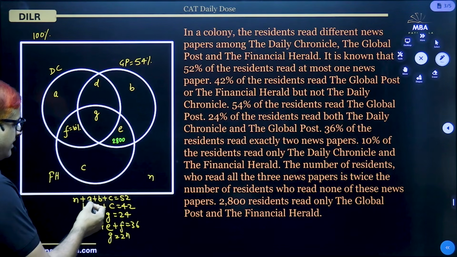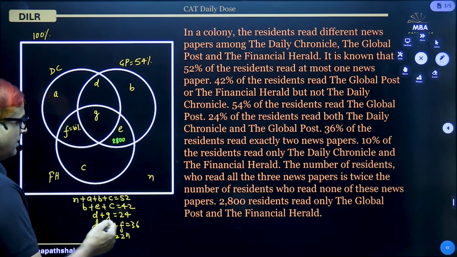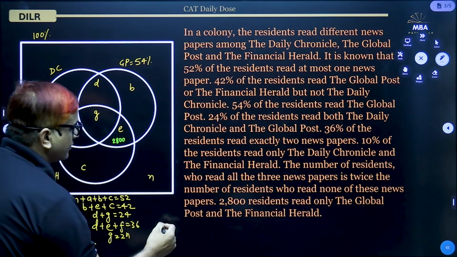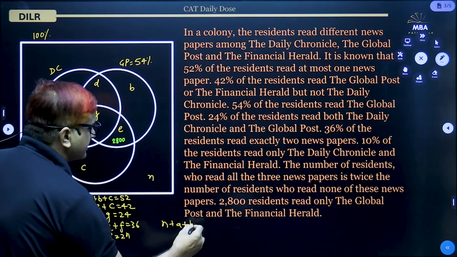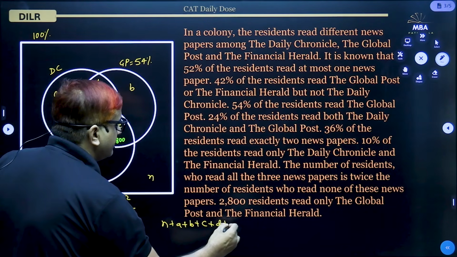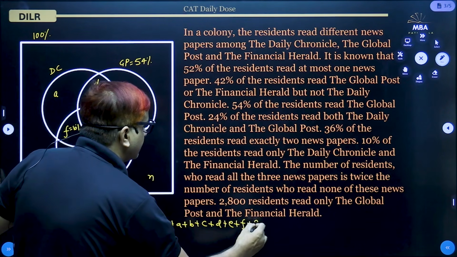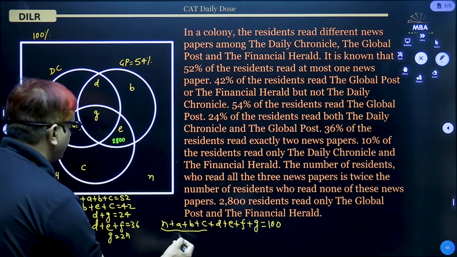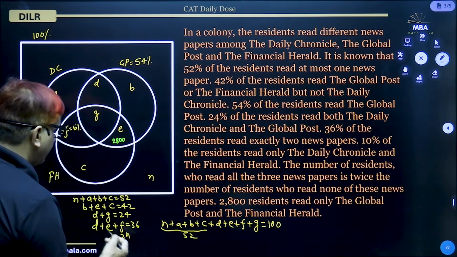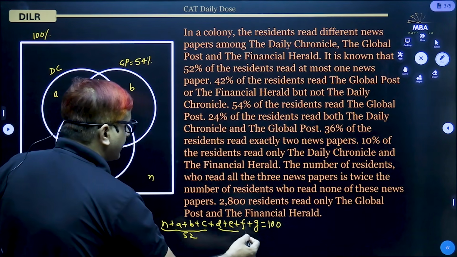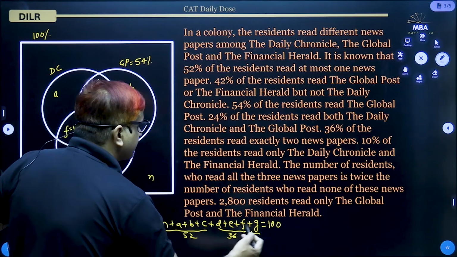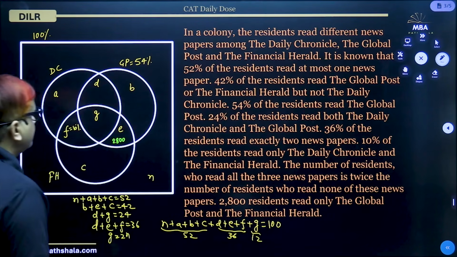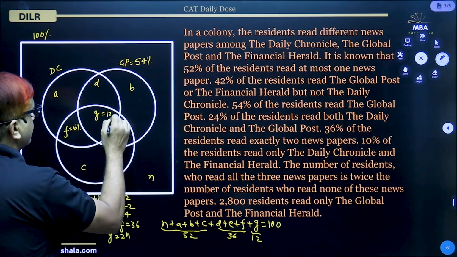As we already know, N plus A plus B plus C is 52 and D plus E plus F is 36. The sum of all is 100. Let me write the equation itself. N plus A plus B plus C plus D plus E plus F plus G, that is equal to 100%. Now in that we already know N plus A plus B plus C as 52, the first equation, and the fourth one, D plus E plus F as 36. So that gives us the value of G as 100 minus 52 plus 36, 88. 88 plus 12 is 100. So G we know in terms of percentage is 12%.